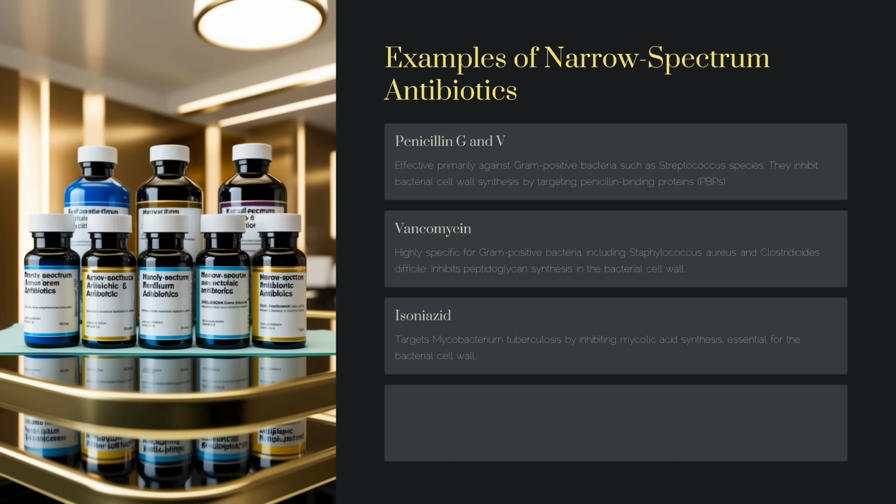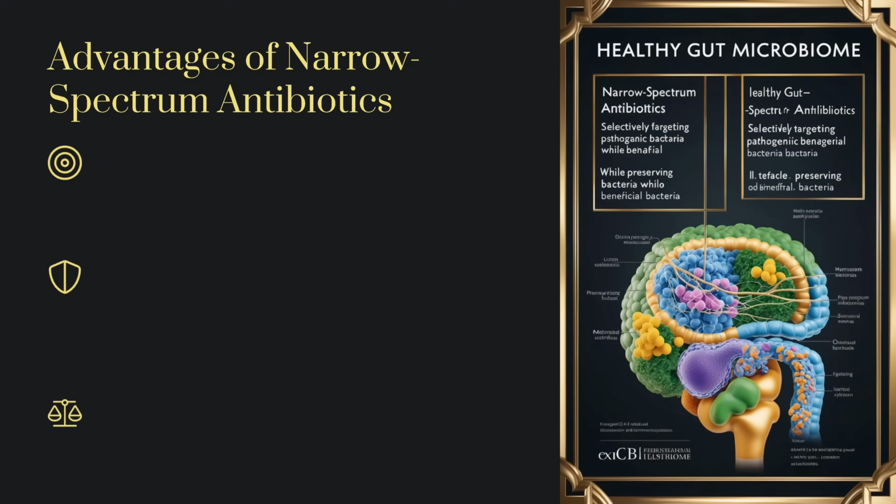Third example is isoniazid. It targets Mycobacterium tuberculosis by inhibiting mycolic acid synthesis, which is essential for the bacterial cell wall. Fourth example is polymyxins, that is polymyxin B or polymyxin E, also known as colistin. It is specific for gram-negative bacteria and acts by disrupting the outer membrane, that is lipopolysaccharides. It is used for resistant infections caused by bacteria like Pseudomonas aeruginosa.